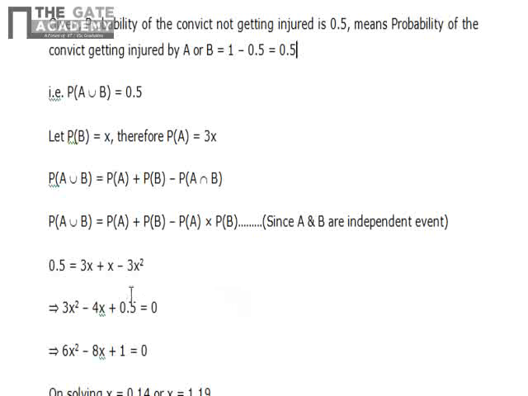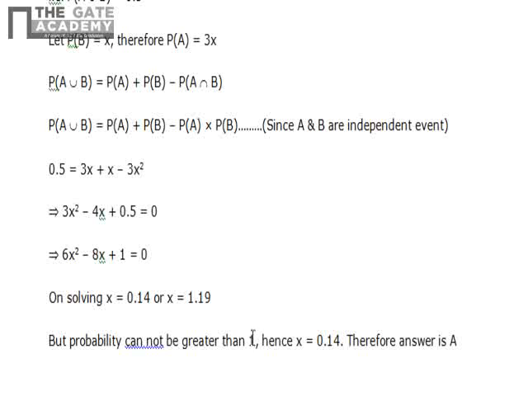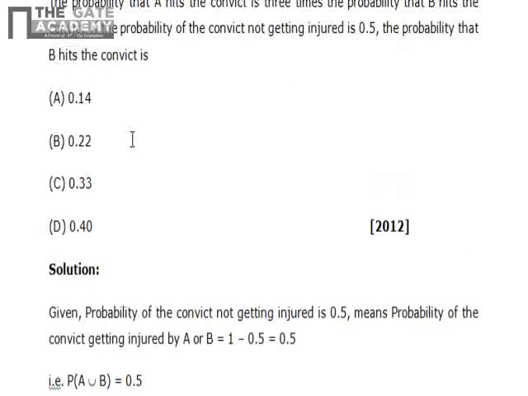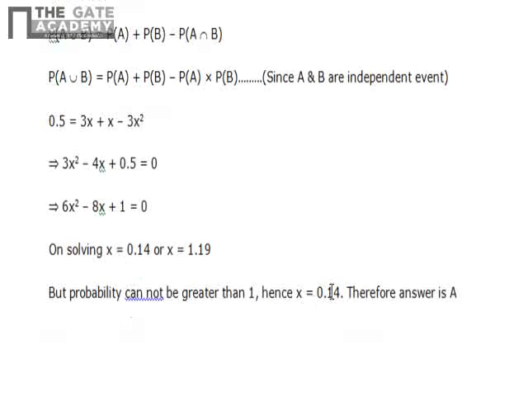So it will be 3x square. So it will become one quadratic equation. If you solve, you will get 0.14 and 1.19. But you know that the probability cannot be greater than 1. So the answer will be 0.14. Therefore, the answer is A. Why? Because they have asked the probability that B hits the convict, and we have assumed that P(B) is equal to X. So the answer of X is 0.14.